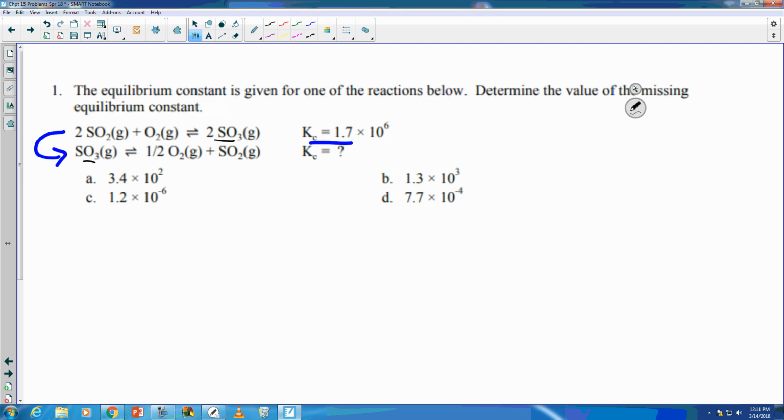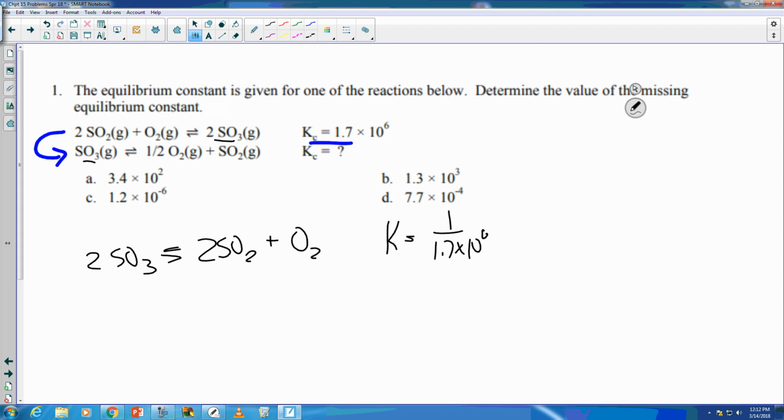Okay, so if I take the top one and invert it, it becomes 2SO3 yields 2SO2 plus O2. And the value for K for that is going to be the inverse of 1.7 times 10 to the 6th. Okay, now is that where I want to be at? What's different? So is that equivalent to this?